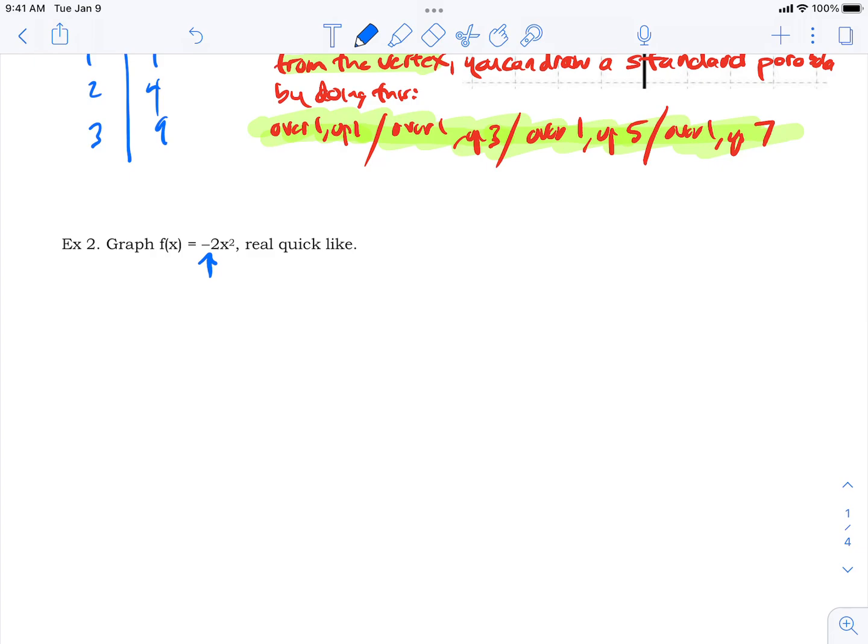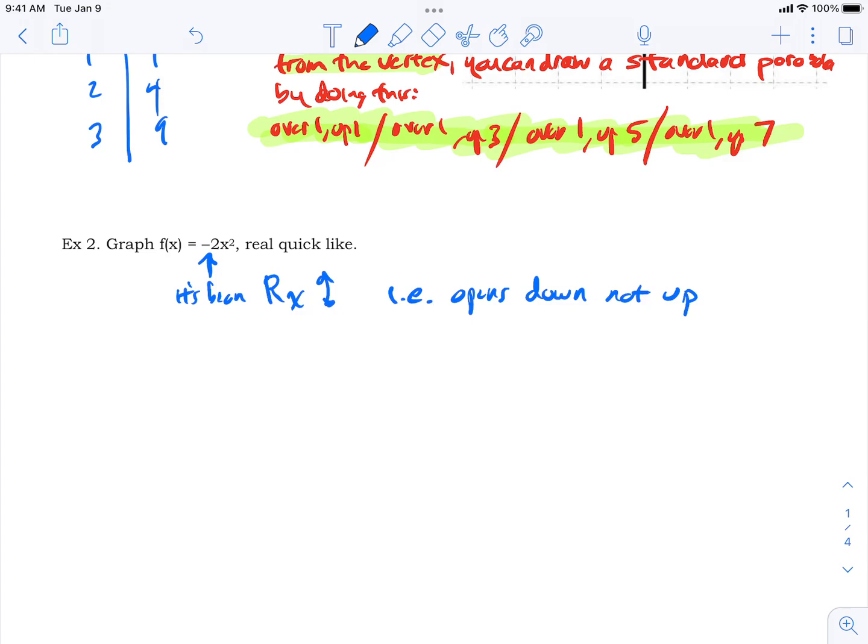Now, from the previous lesson on transformations, what's the negative do? It's been reflected over the x-axis, which means it's going to be upside down. It's going to open down, not up. Well, that's not too tough, because instead of going over 1 up, I'll go over 1 down. So it'll still be kind of the same.